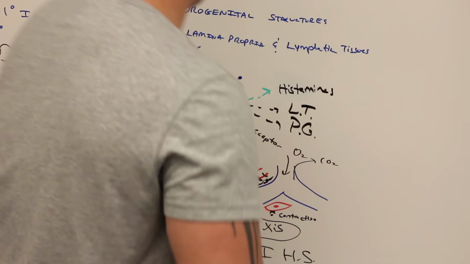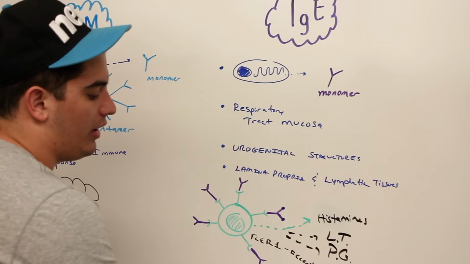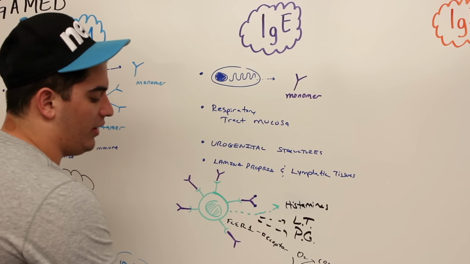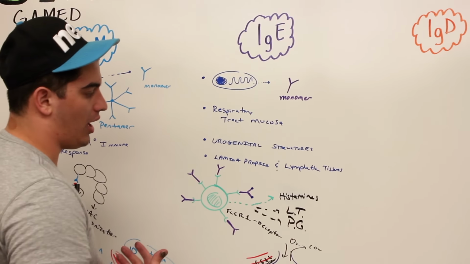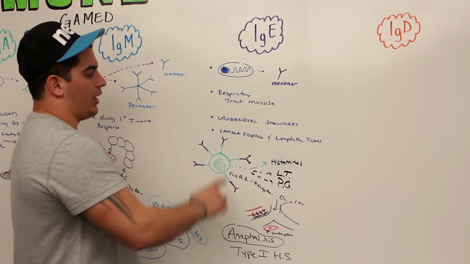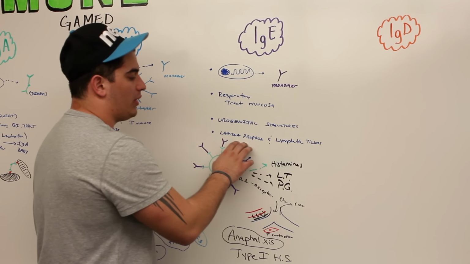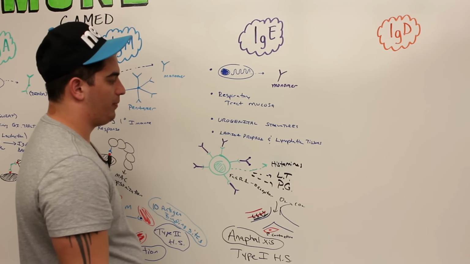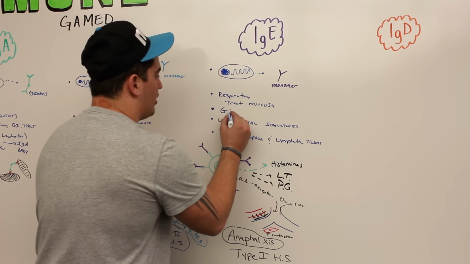That's one of the big important things with these respiratory tract mucosa: they play a huge role within these allergic reactions, specifically type 1 hypersensitivities or anaphylactic shock, right? What's the other thing? Urogenital is also important, right? And it's also important within the lamina propria and lymphatic tissue. It's also important within the GI tract mucosa.